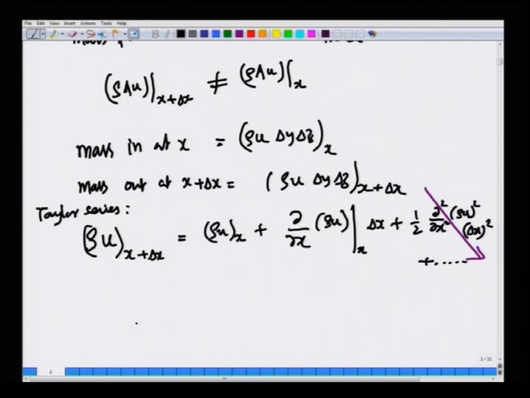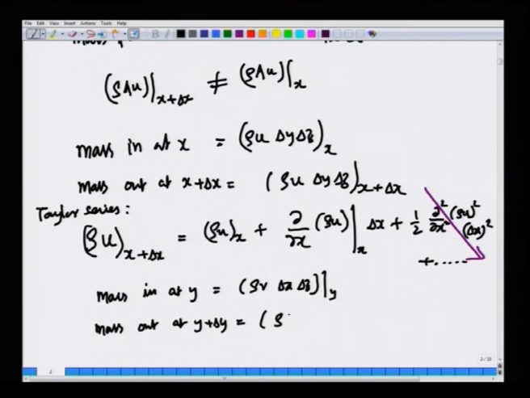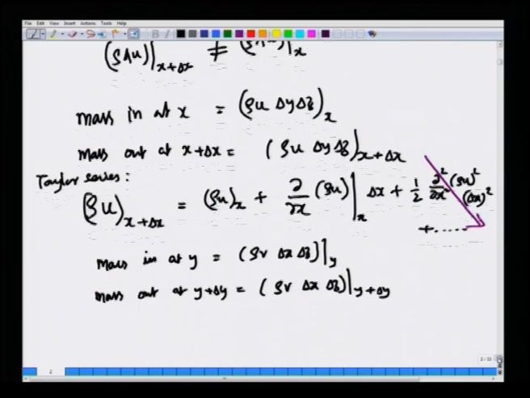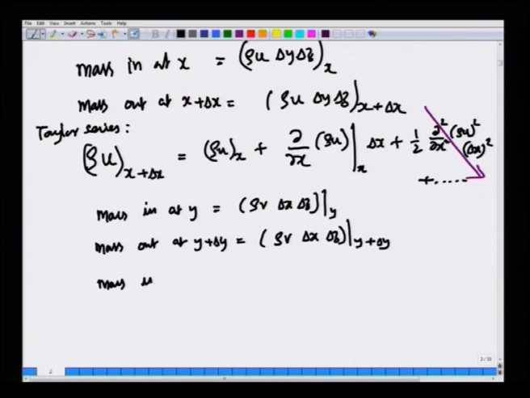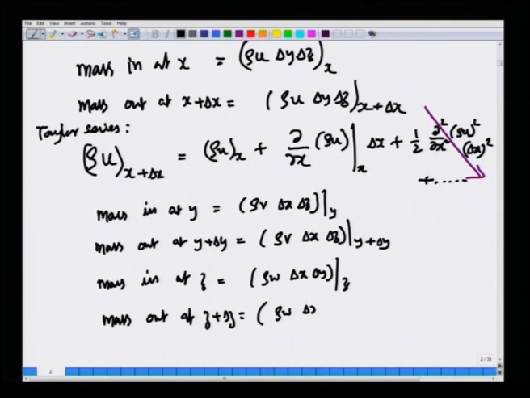Likewise, you can write down the other directions. Mass in at y is rho v delta x delta z at face y, mass out at y plus delta y is rho v delta x delta z at y plus delta y, and then mass in at face z is rho w delta x delta y, mass out at z plus delta z is rho w delta x delta y at z plus delta z.